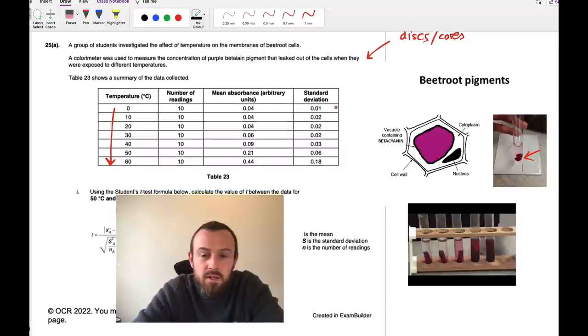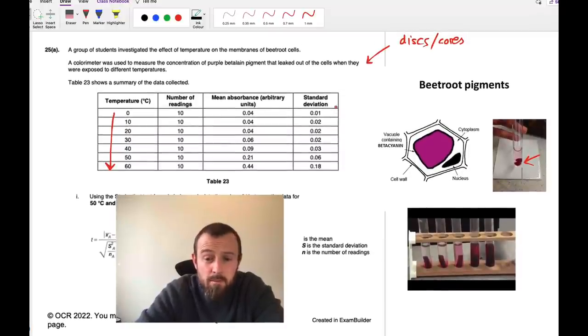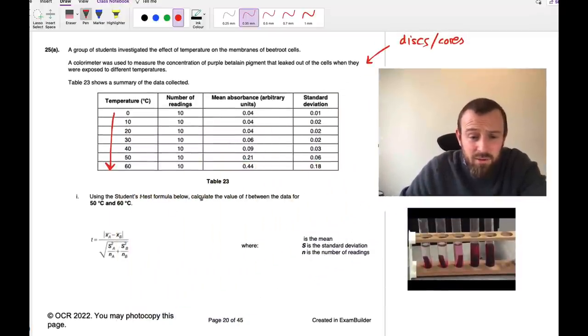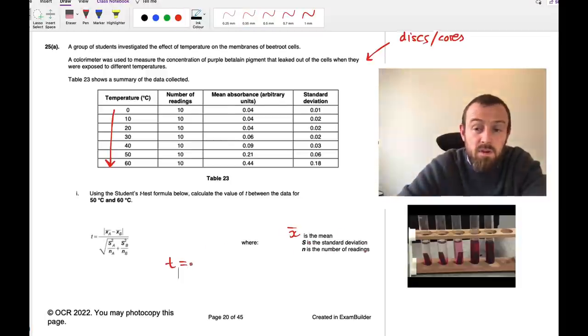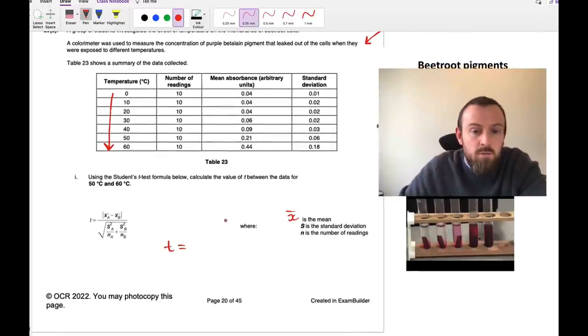So this just asks us to work out the t value. Calculate the value of t between the data for 50 and 60 degrees C. So x bar is the mean, s is the standard deviation, n is the number of readings. So let's just do it. Most of my students did this well, so well done you guys. But if you didn't, this is how you do it.